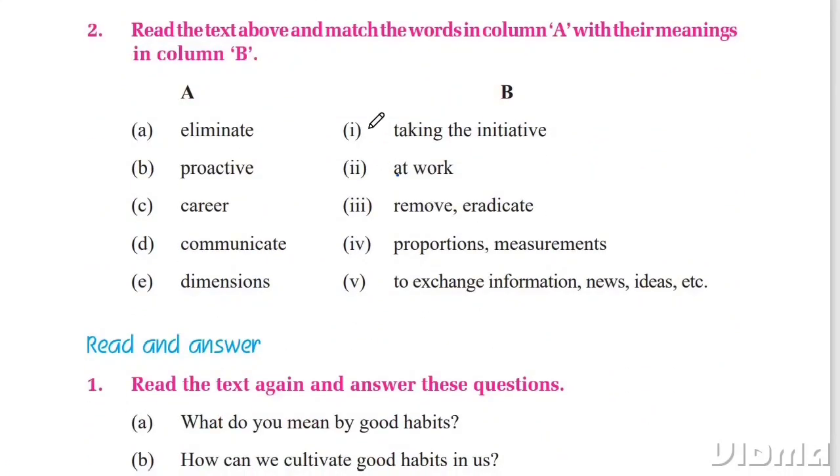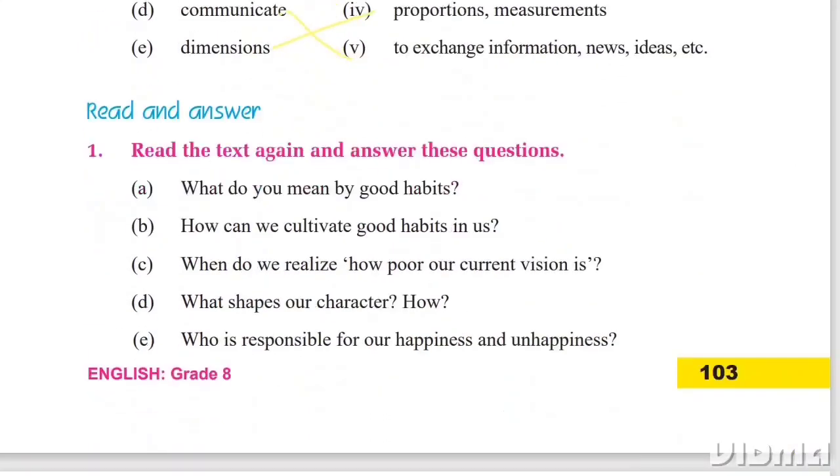Read the text above and match the words in column A with their meanings in column B. Column A, column B. A. Eliminate. What does it mean? Eliminate means to remove, to eradicate. To remove and to eradicate. Proactive means taking the initiative. Communicate means to exchange information, news, ideas, etc. Last one, dimensions, proportions or measurement. Okay, read the text again and answer this question.